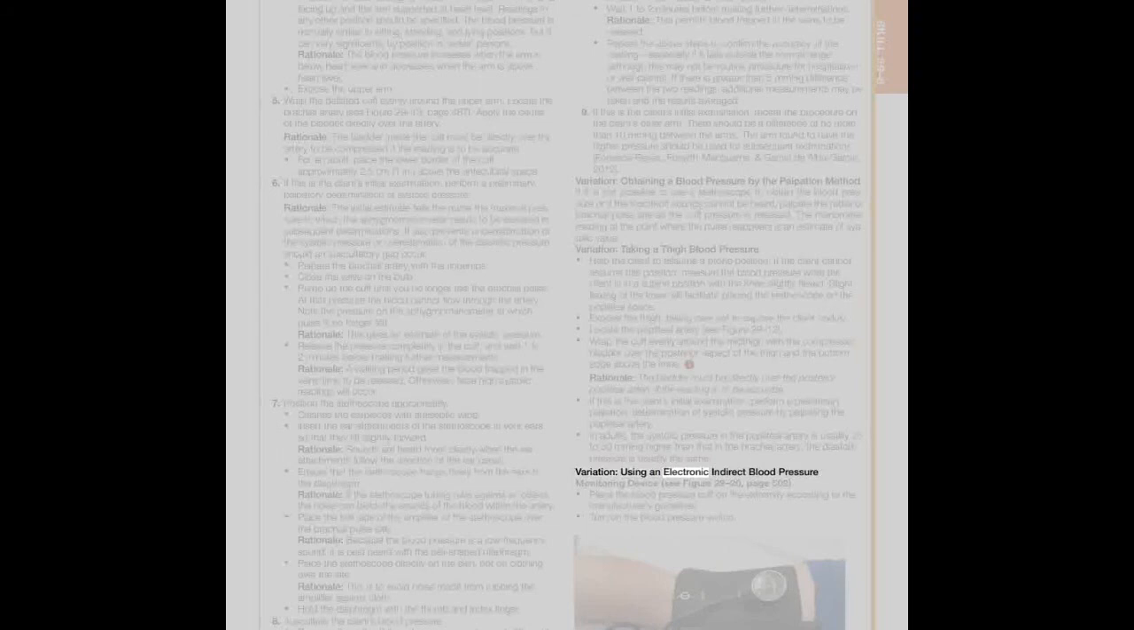Variation: using an electronic indirect blood pressure monitoring device, see figure 29-20, page 502. Place the blood pressure cuff on the extremity according to the manufacturer's guidelines. Turn on the blood pressure switch. Measuring blood pressure in a client's thigh. Continued on page 506.